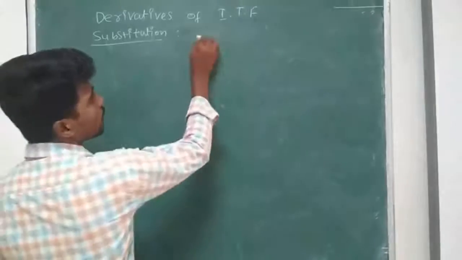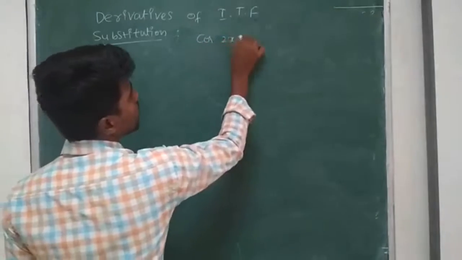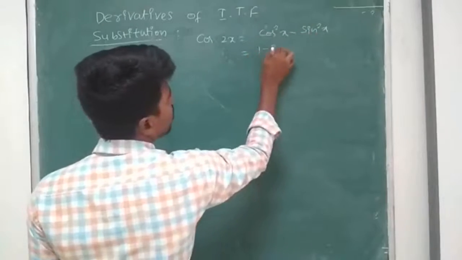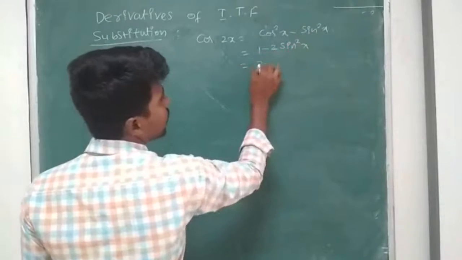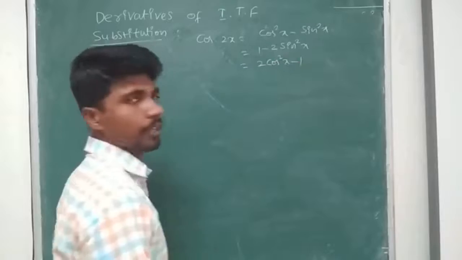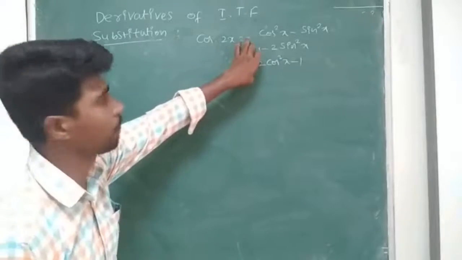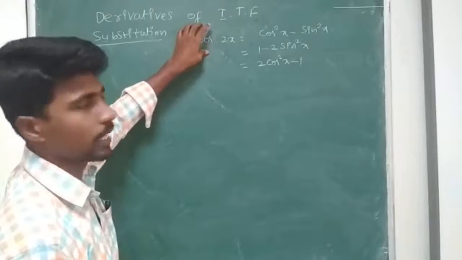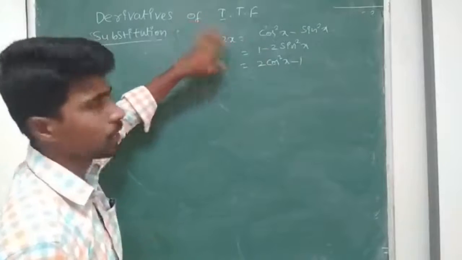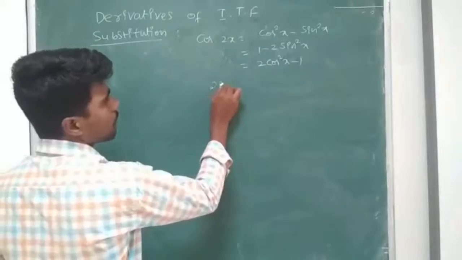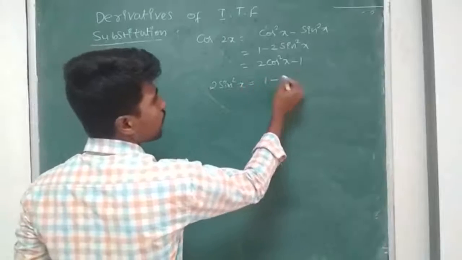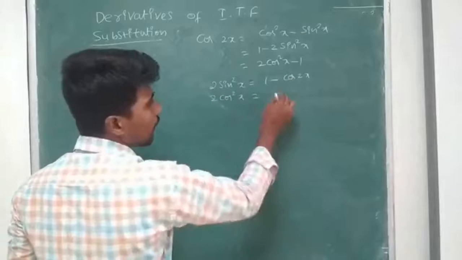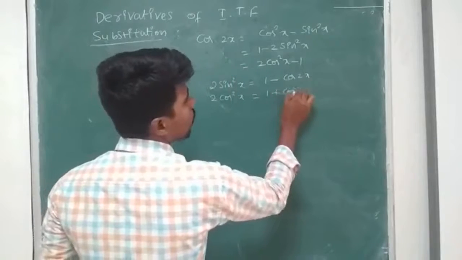Right? I have the cos 2x formulas. Cos 2x is equal to cos square x minus sin square x, and 1 minus 2 sin square x, and 2 cos square x minus 1. We use these two formulas more frequently. So I want to relate the given function cos 2x in terms of only sin x, otherwise sin x in terms of cos 2x. So how do I relate? I get 2 sin square x as 1 minus cos 2x. In the same way, 2 cos square x as 1 plus cos 2x.